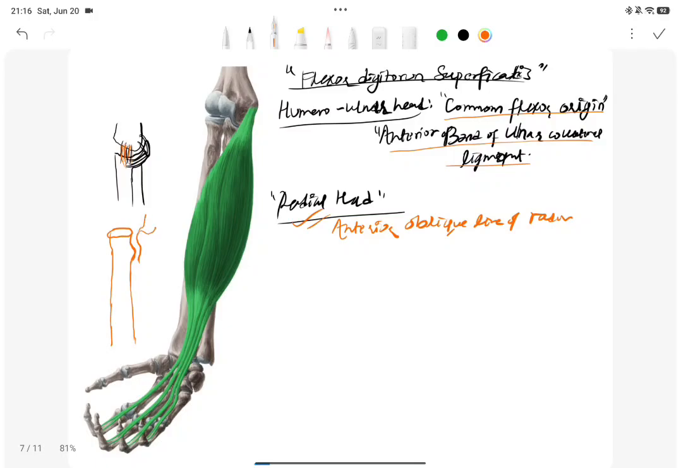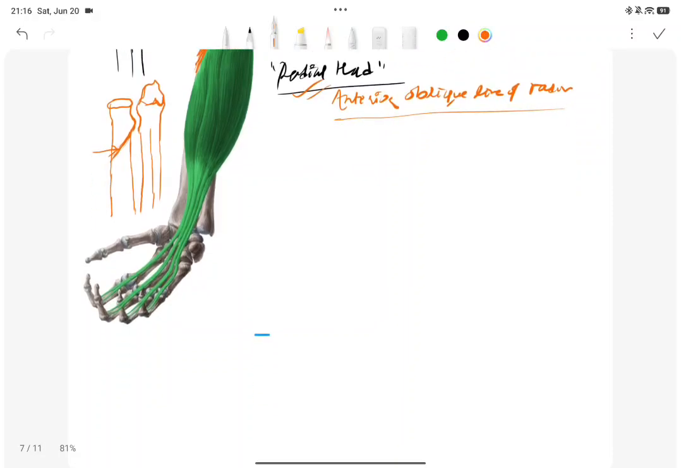This is the ulna bone, and there is the radius, and the anterior oblique line is just below the radial tuberosity. It is attached to this anterior oblique line. That is the radial head. So we have discussed the origin.